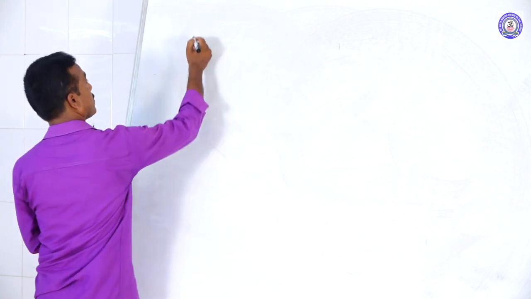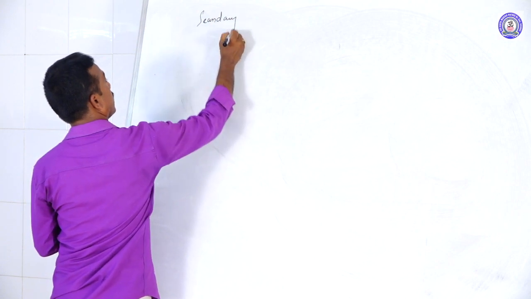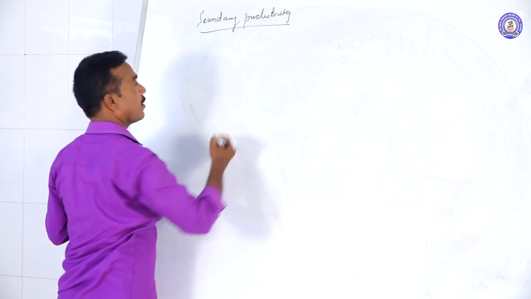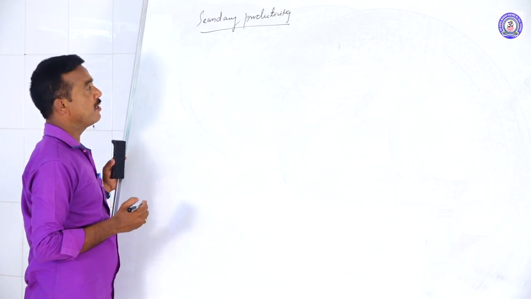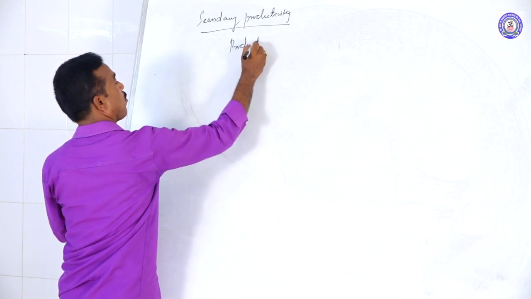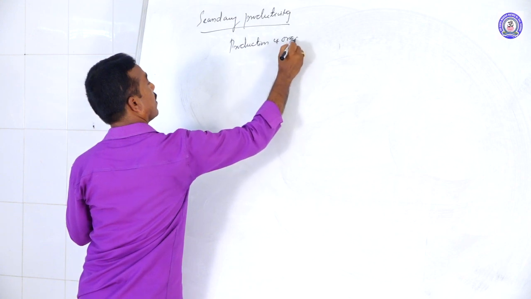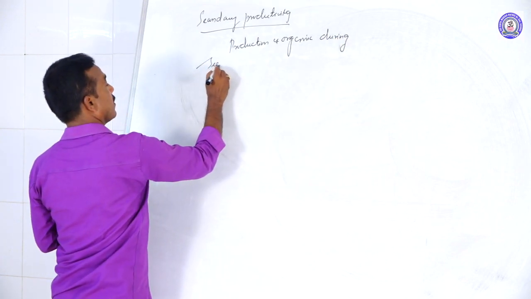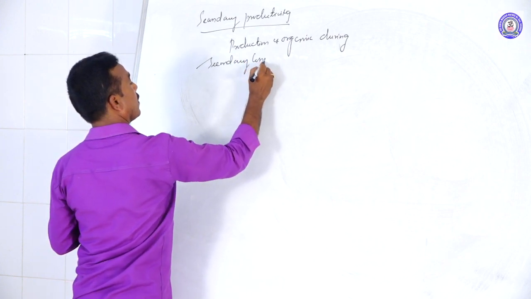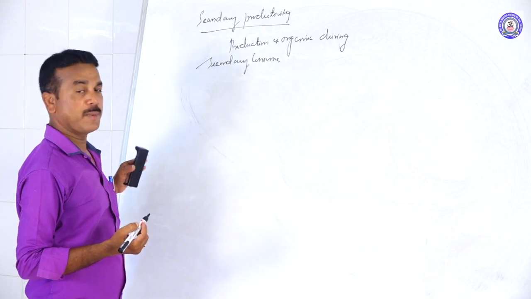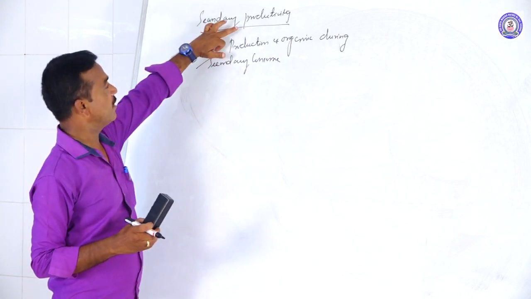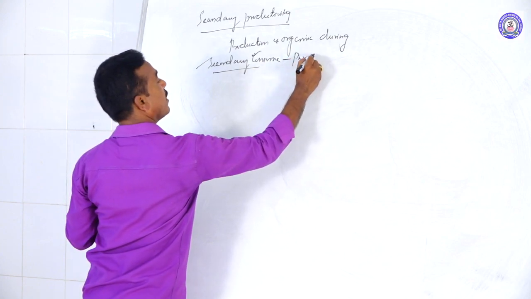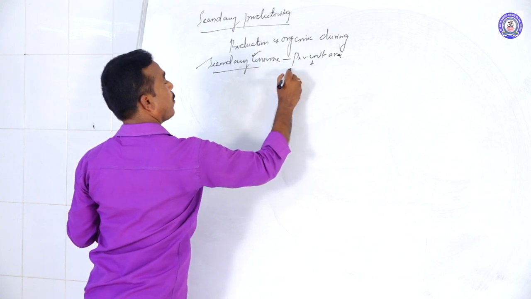The next one is commonly called secondary productivity. What is the definition of secondary productivity? It is the production of organic matter during the secondary consumer stage, per unit area per given time. What is the key point regarding what secondary productivity means? Production of organic matter during the secondary consumer stage per unit area per given time.